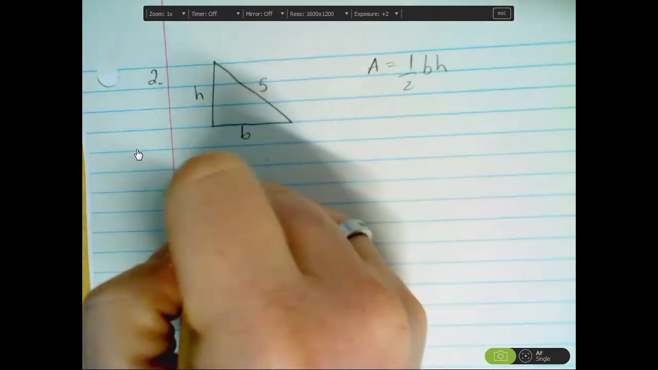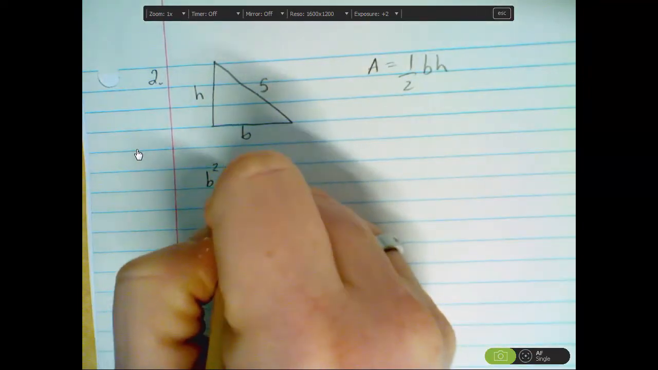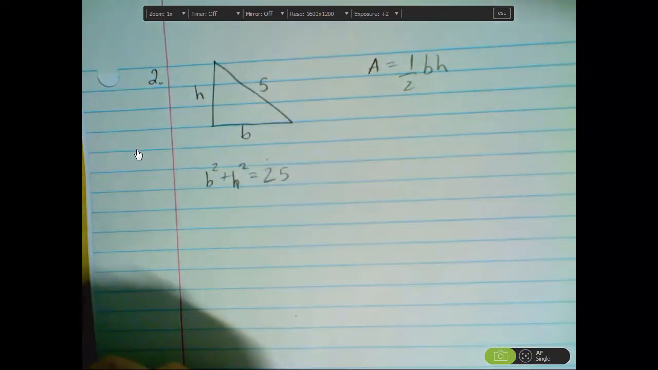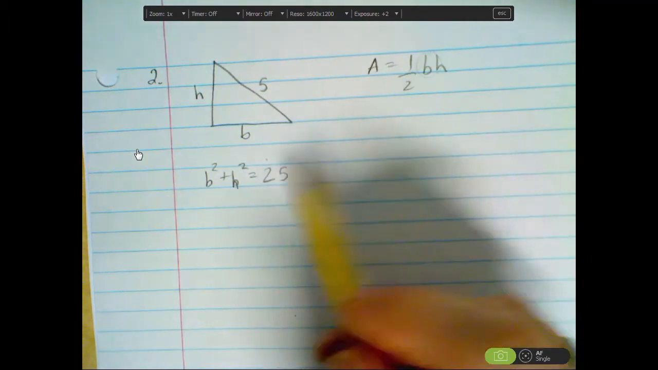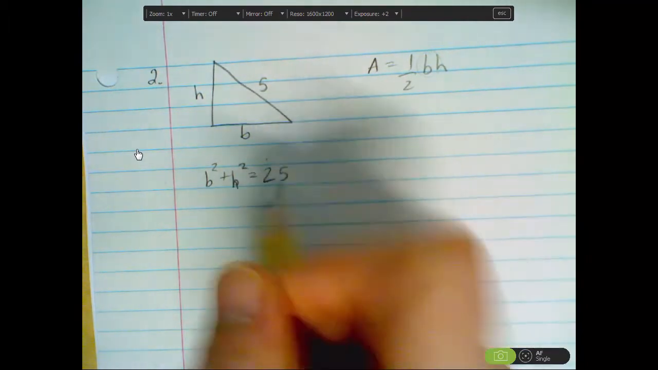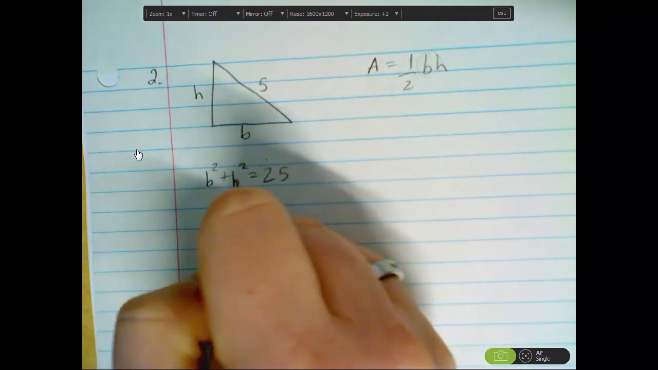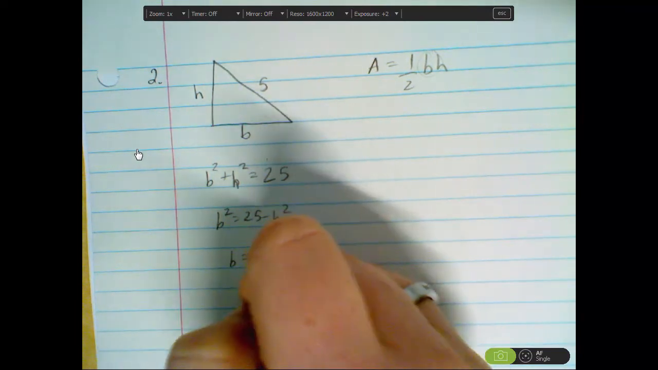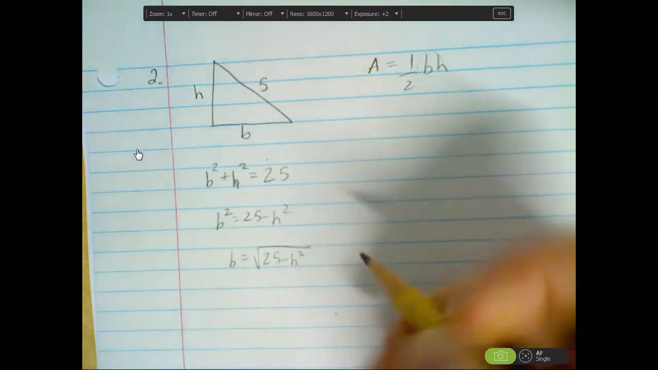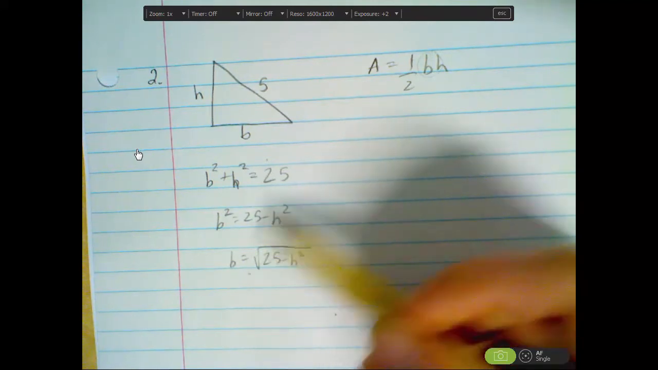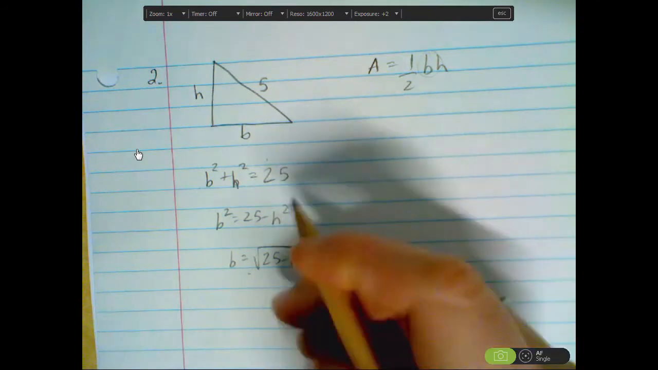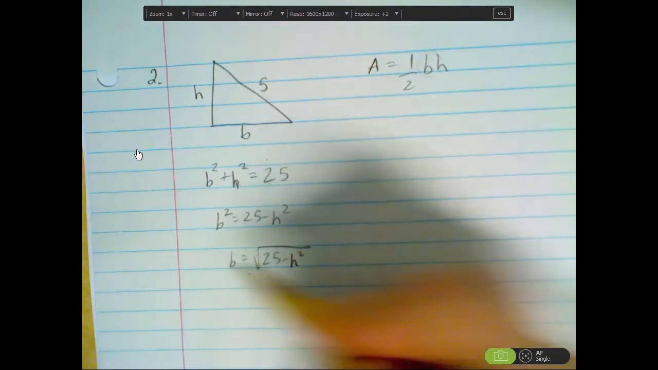So I know that b squared plus h squared equals 25. So now I can solve for one of these variables in terms of the other. I'm going to say b squared equals 25 minus h squared, and b equals the square root of 25 minus h squared. Now again, normally we do plus or minus, but we're talking about a triangle here, so you're not going to have a negative side length. So this is an h, that's a b.